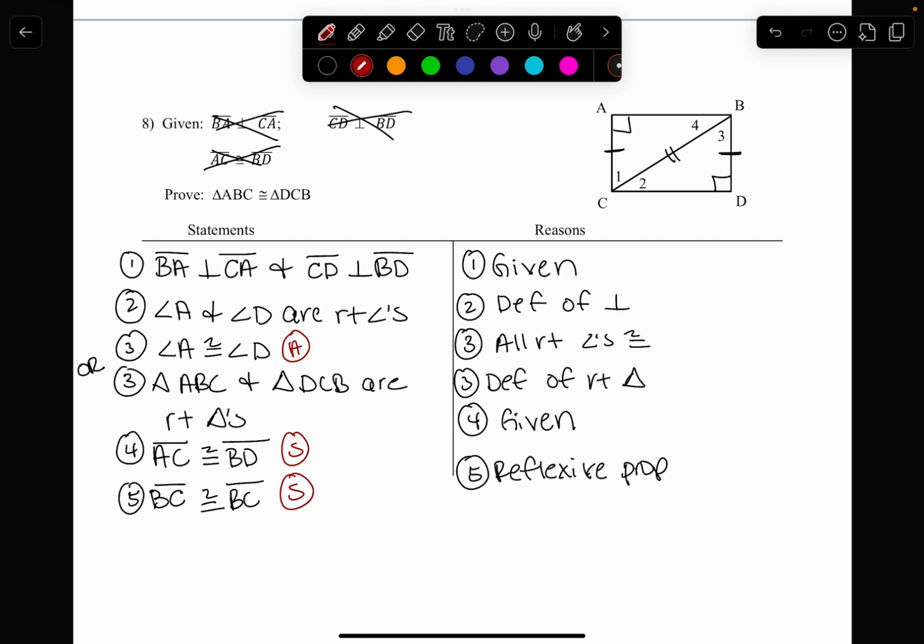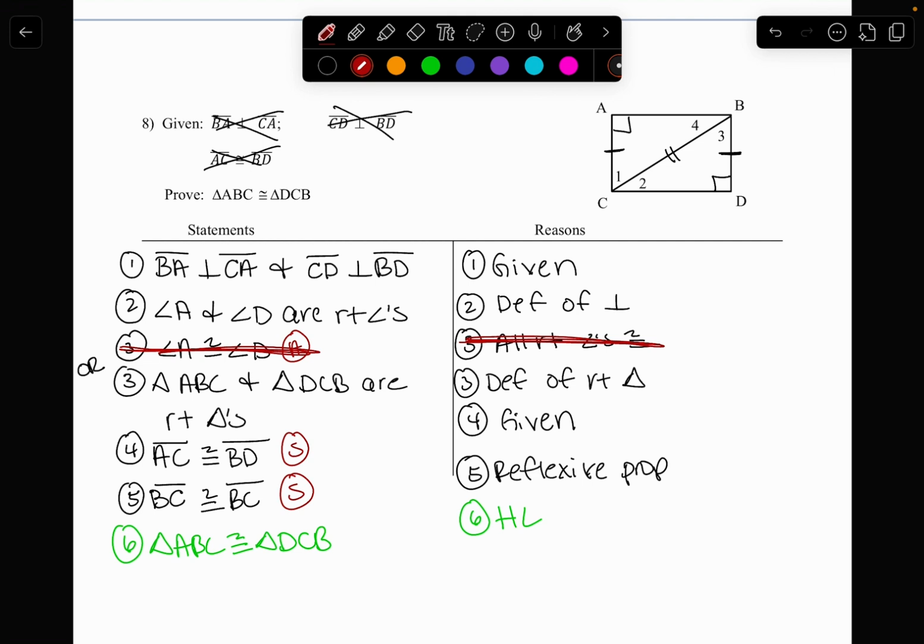That is another segment. So when you look at your picture, you need to decide how these triangles are going to be congruent. So triangle ABC is congruent to triangle DCB. This is going to be hypotenuse leg. Because it is hypotenuse leg, I need my right triangle information. I do not need this angle information.